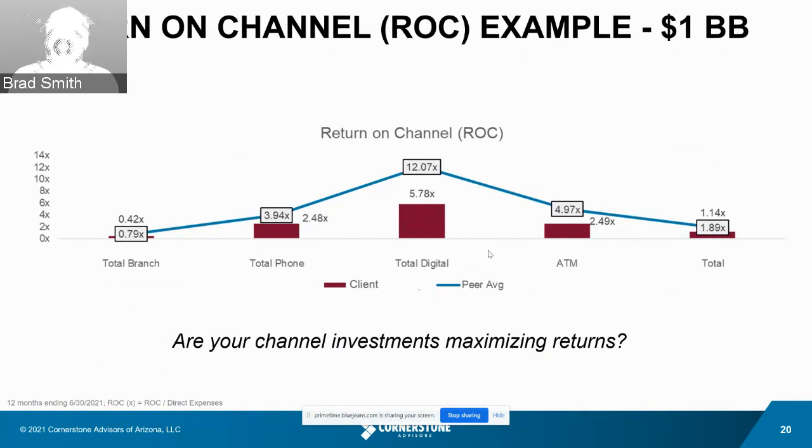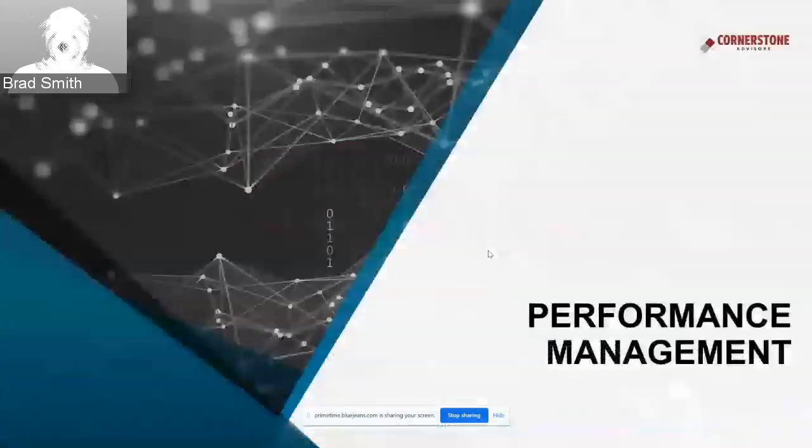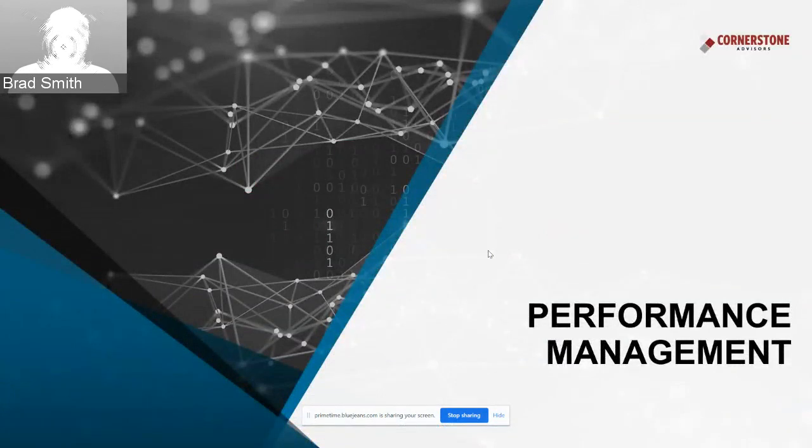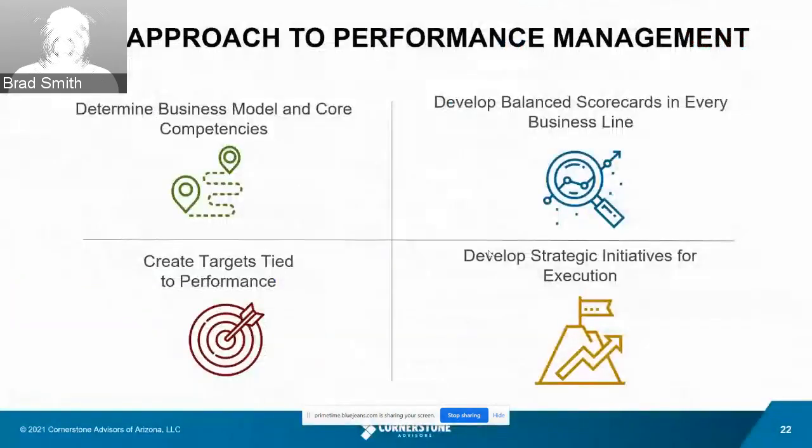Maybe you need to be pouring more dollars into call center and digital, but be thinking return on channel, not just branch profitability. All right, third piece is around performance management. We need to talk about the largest non-interest expense, and that is people.